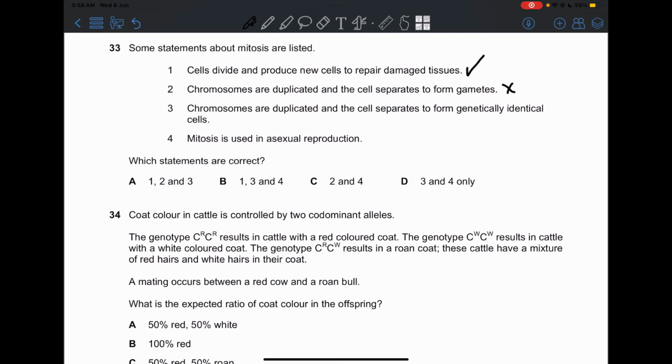3, chromosomes are duplicated and the cell separates to form genetically identical cells. Now, this is correct, so we're going to be marking that as well. Mitosis is used in asexual reproduction. Now, this is correct, so the answer is going to be B.